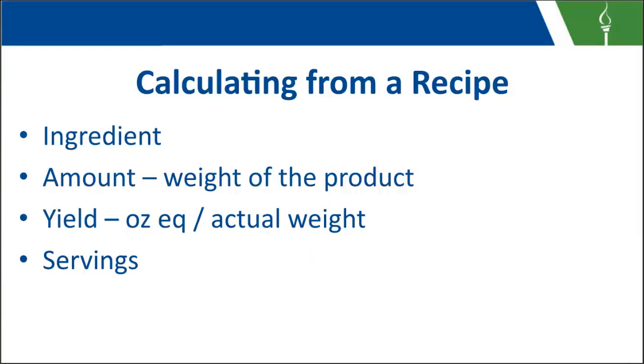So when we are calculating a meat alternate or a grain component from a recipe, we need to know what ingredient we're working with, the amount or weight of the product that we're working with, the yield of that product, and we can find that by taking the ounce equivalent divided by the actual weight of the product, and then the number of servings that that recipe is going to contribute.